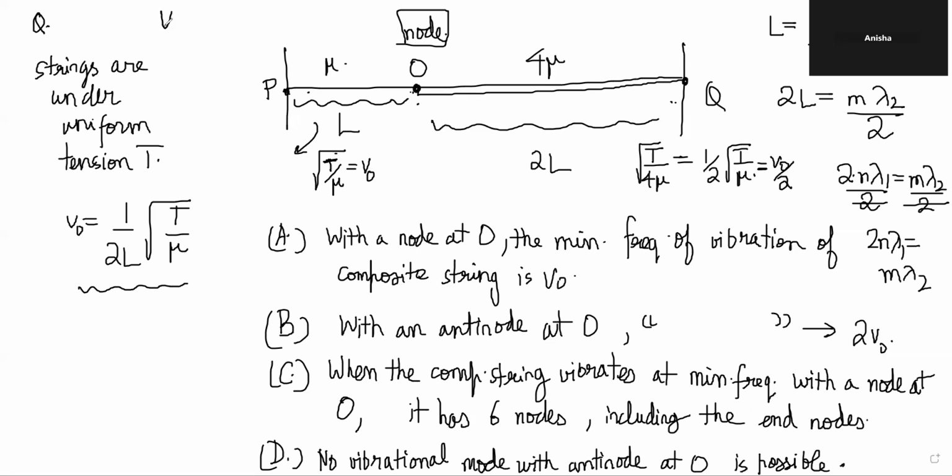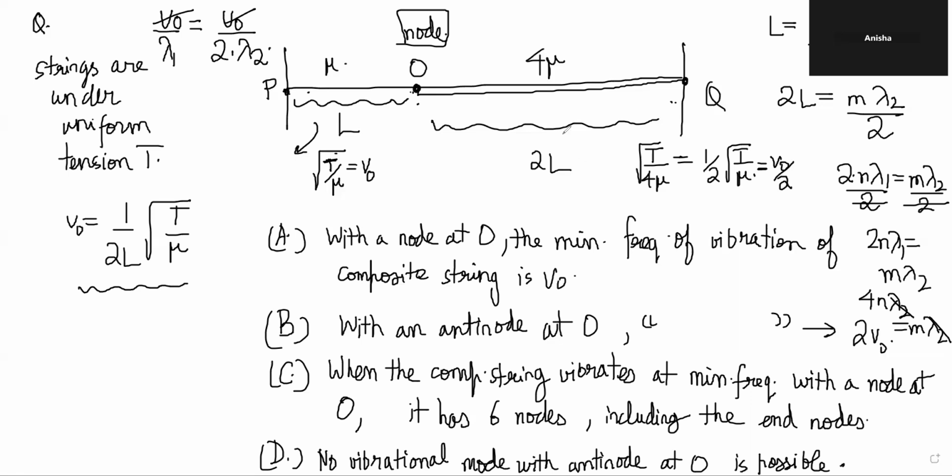So velocity by lambda 1, v naught by lambda 1 should be equal to v naught by 2 by lambda 2, right? So from here we are getting lambda 1 is 2 lambda 2. So you're getting 4n lambda 2 is m lambda 2. Lambda 2 gets cancelled, you're getting m is equal to 4n.